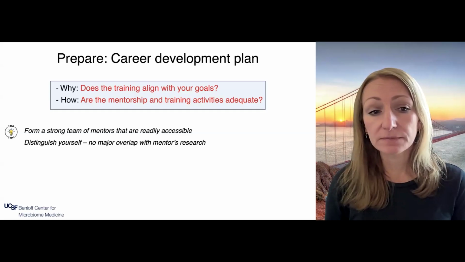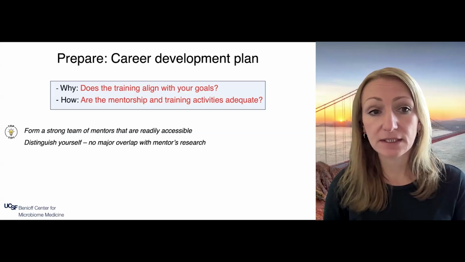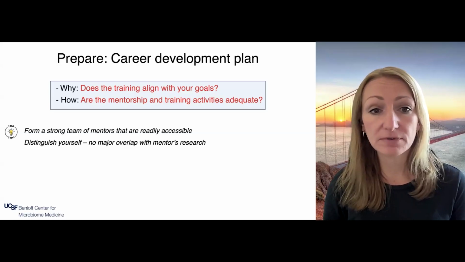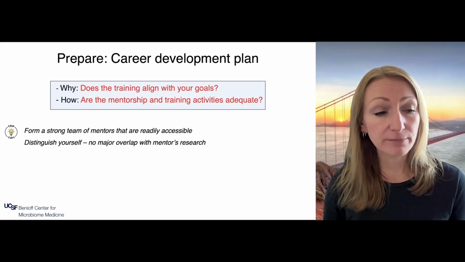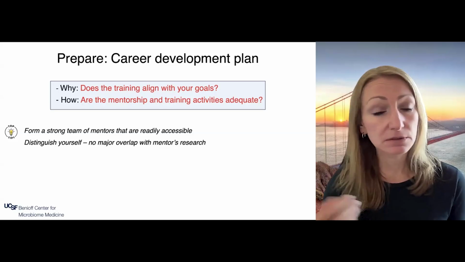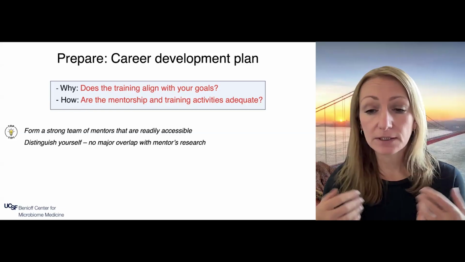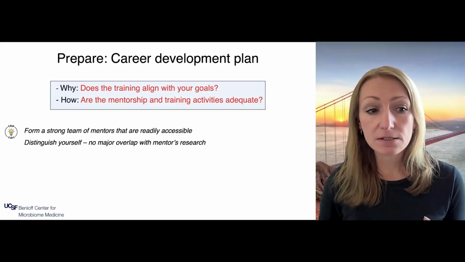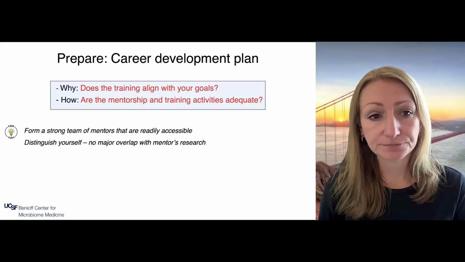And for both F32 and K99, but even more important for K99, it is important to form a strong team of mentors that are readily accessible and that complement your main PI's expertise. Perhaps a team of mentors that includes a bioinformatician, an immunologist, people from different perspectives that can really help you build yourself as a well-rounded professional that can understand various types of research that you may need in the future.